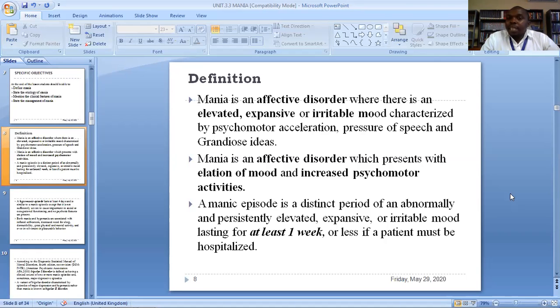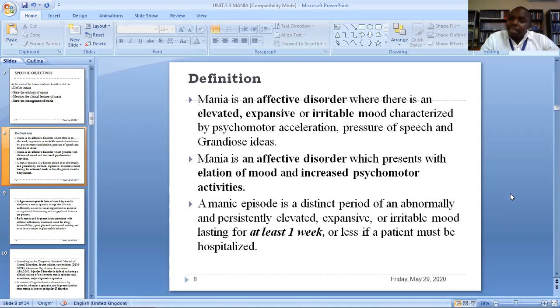and increased psychomotor activities. So we're saying these manic patients, it's not every time that their episode is always on the hyper side throughout. They have times when their episode goes a little bit lower. So we're saying a manic episode is a distinct period of an abnormally and persistently elevated, expansive, or irritable mood lasting for at least 1 week, or less if a patient must be hospitalized.